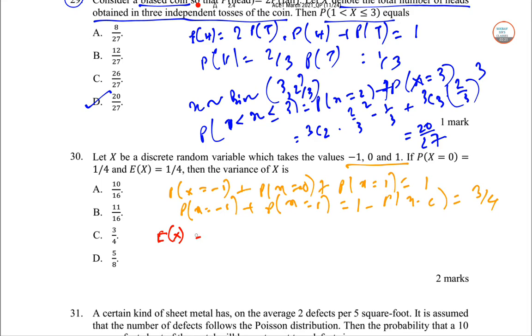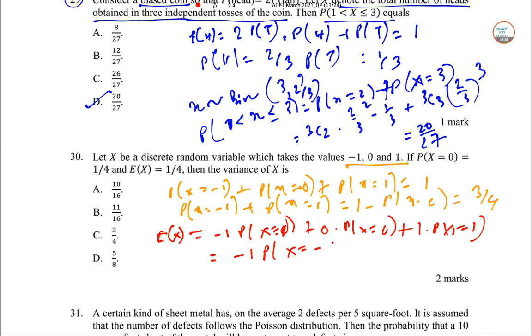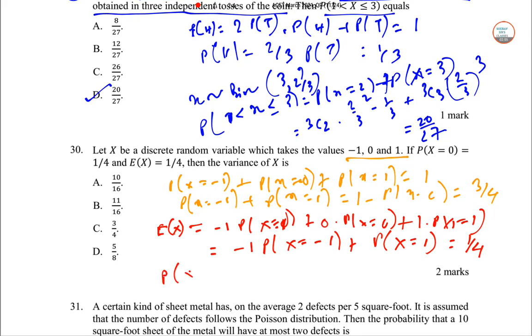expectation of x. So -1 into P of x equal to -1 plus 0 into P of x equal to 0 plus 1 into P of x equal to 1. Okay, so this part is gone. So -P of x equal to -1 plus P of x equal to 1; the value of all this is 1/4. What comes on solving? P of x equal to -1 is 1/4 and P of x equal to 1 is half.